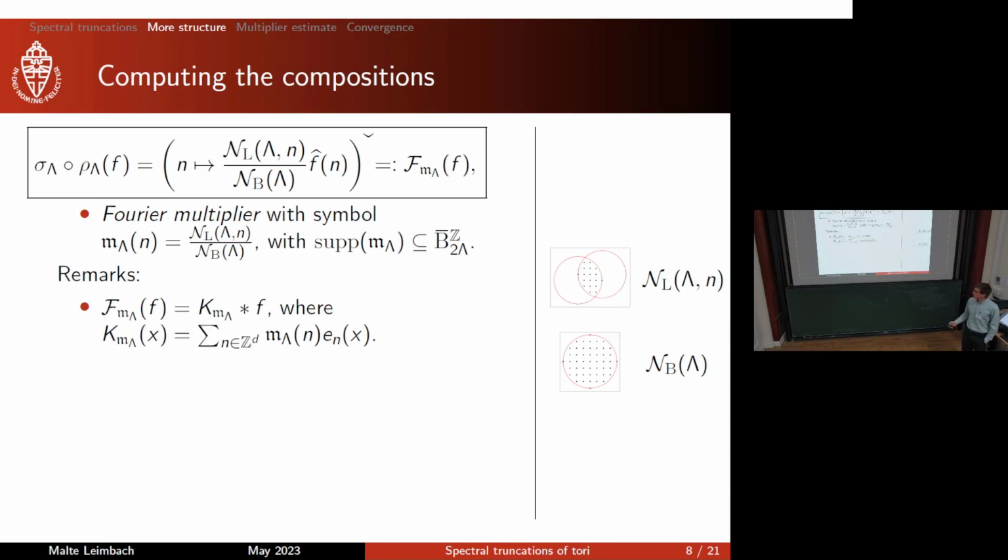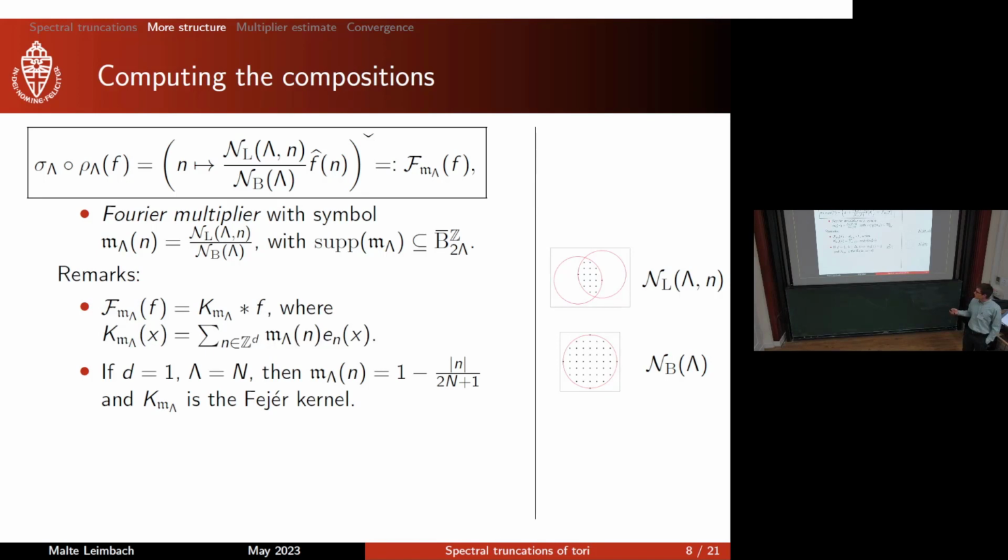A couple of remarks. This Fourier multiplier can also be viewed as convolving with the convolution kernel, which is given by this. So here the symbol reappears. And in the one-dimensional case, we recover the Fejér kernel. So in some sense, you can view this kernel with this strange-looking quotient as some kind of a higher dimensional Fejér kernel.